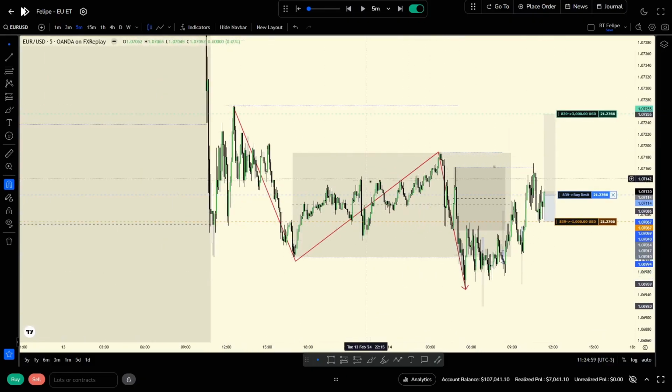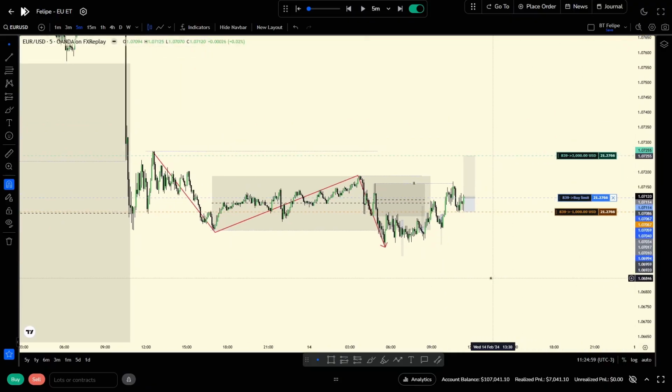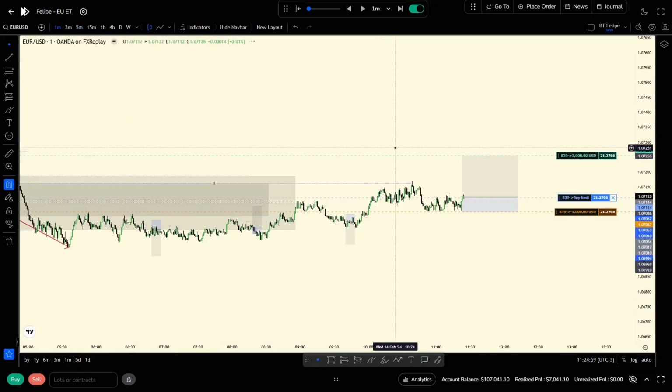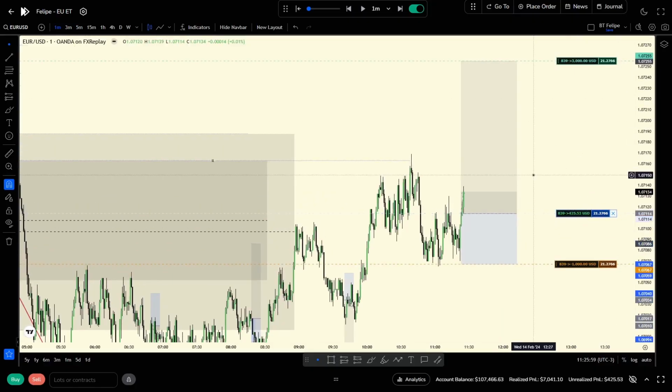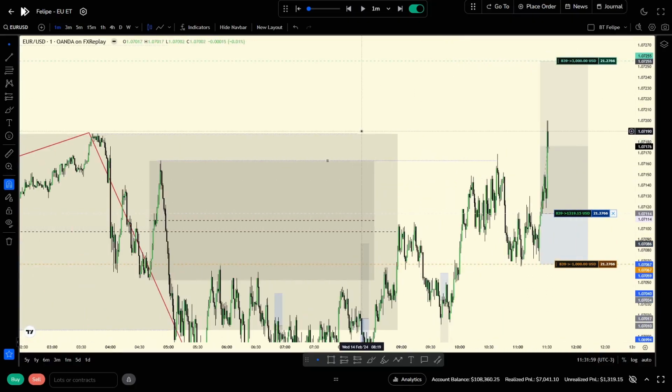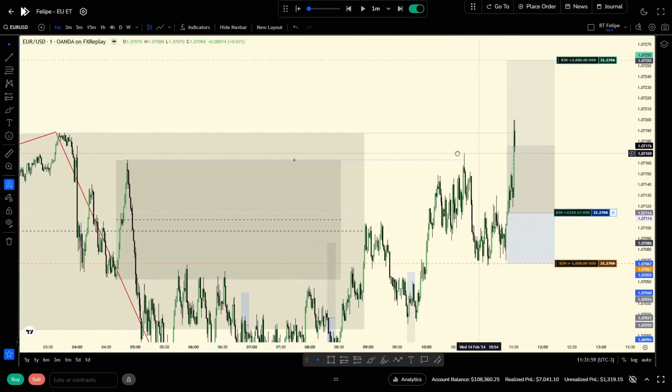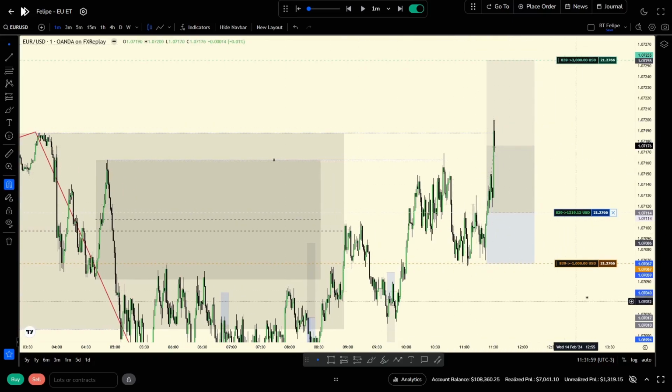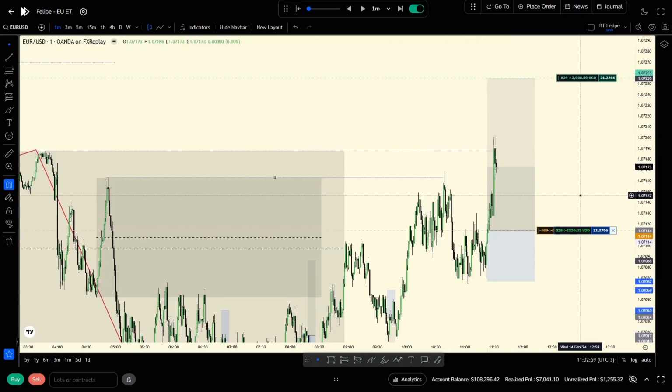But now price is consolidating a bit, so it's not that great. I'll be looking more at GU or gold. Okay, so now we took this. Since we took this high, I'll just place it break even.